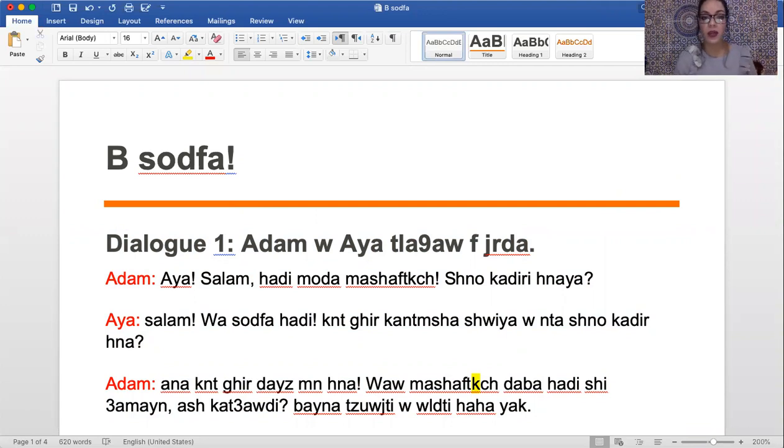The story is called Sodfa, which means by chance or by accident.